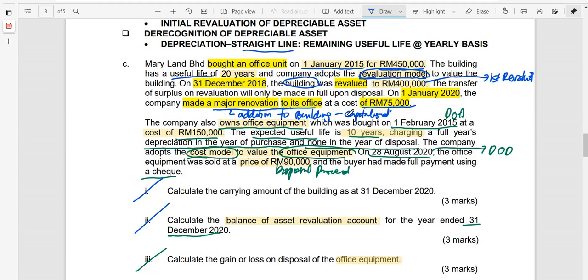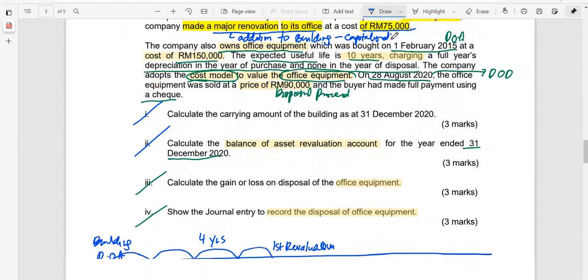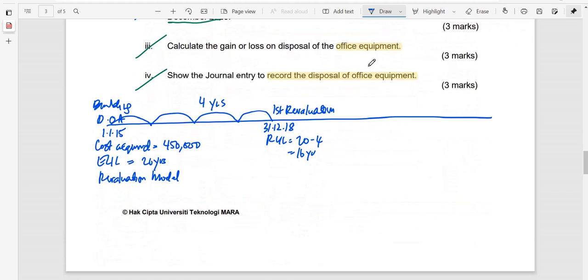So when was the revaluation? That was on 31st of December 2018, and it was revalued to 400,000. So the fair value of the building was how much? 400,000. So what you need to do is compare with the carrying amount. So at that point, that is what happened.